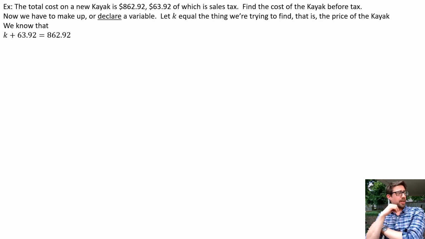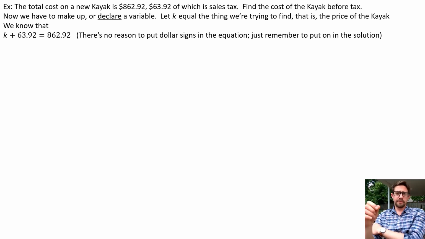Okay, so we know whatever the price of the kayak was, we added $63.92 to it, and we got $862.92. So now we know this is a linear equation, and to solve it, you just subtract $63.92 from both sides. Right, you can ditch the units. The dollar signs are units. There's no reason to put them in the equation. It wouldn't be wrong, but I like to just put it back in at the very end, because remember, I am kind of a stickler about including units.